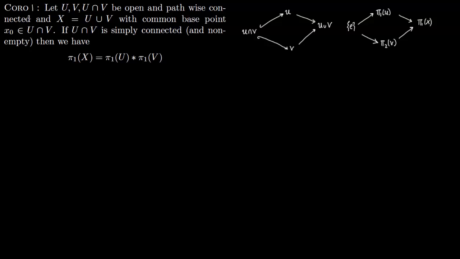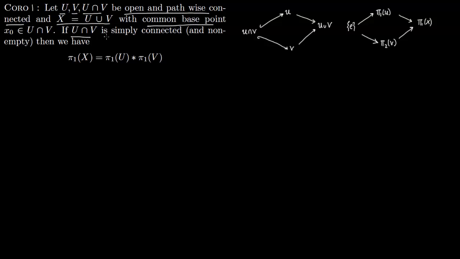So now let us see some applications of corollary 1. Say you have these sets U, V, U intersection V, they're all open, path-wise connected, and X is covered with U and V. X is equal to U union V. There is a common base point.